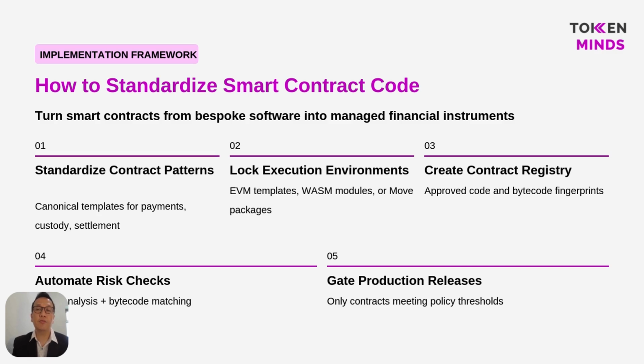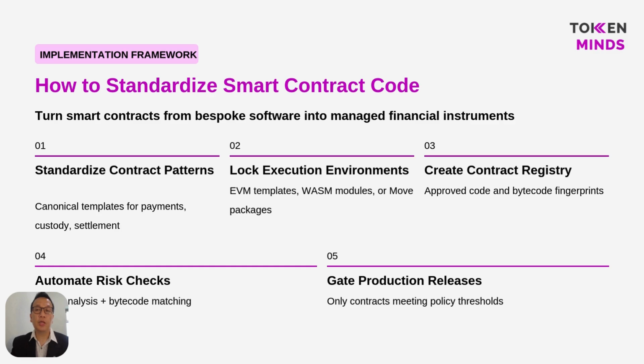So, this slide introduces the framework for turning smart contracts into managed financial instruments. The first step is defining standard contract patterns for common financial use cases such as payments, custody, and settlement. The second step is locking down execution environments, whether through approved EVM templates, WASM models, or Move packages, so contracts cannot introduce uncontrolled behavior. The third step is creating a central registry of approved code, where every contract version is fingerprinted by bytecode and metadata.